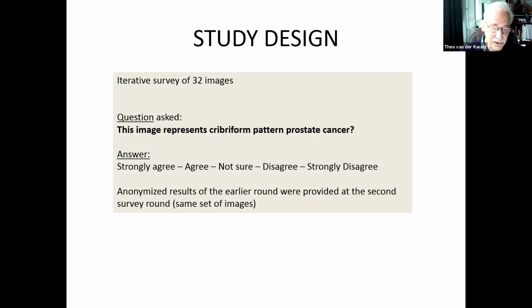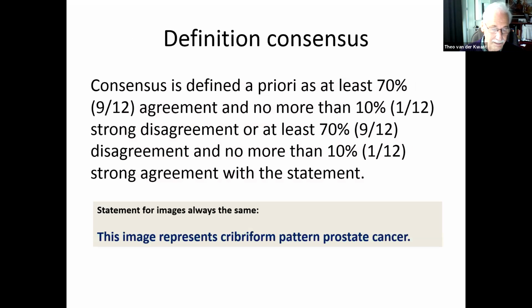Here again, in brief, the study design. The panelists were asked to indicate their level of agreement for each of 32 images. And the question all the time asked was, this image, does this represent cribriform pattern prostate cancer? And the answer could be strongly agree, agree, not sure, disagree, or strongly disagree. And anonymized results of the earlier rounds were provided at the 2nd round on the same set of images. Consensus was defined as at least 70% agreement or disagreement a priori, and no more than 10% strong disagreement or strong agreement with the statement.